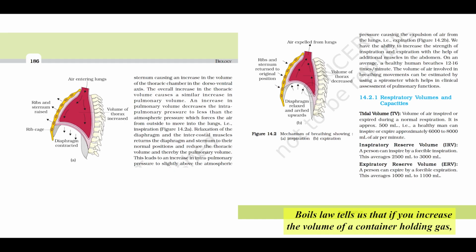Now, the physics kicks in. Boyle's law tells us that if you increase the volume of a container holding gas, the pressure of the gas inside decreases. So this increase in lung volume decreases the intrapulmonary pressure, making it lower than the atmospheric pressure outside. Since the pressure inside is now lower, air from the atmosphere naturally rushes into the lungs until the pressures equalize. That's inspiration. Think of a syringe. Pulling the plunger out increases the volume, decreases the pressure inside, and draws fluid in. Same principle. Okay, contraction increases volume, which decreases pressure, pulling air in. Got it. What about getting the air out then?